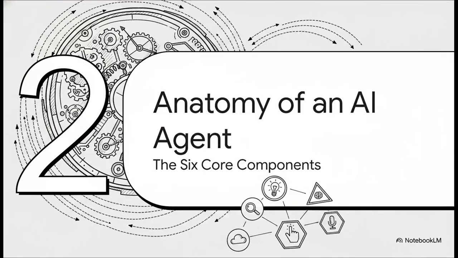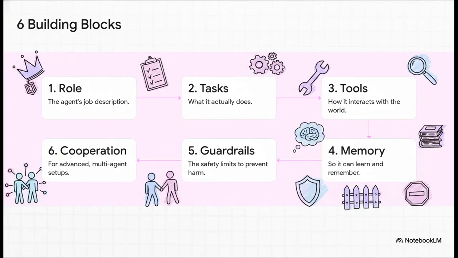So how does an agent actually do all that cool stuff? Well, it turns out that every intelligent agent, no matter how complex it seems, is built from the same 6 core components. You can think of these as the ingredients in a recipe. You've got its role, that's its job description. Its tasks, what it's supposed to do. The tools, which let it actually interact with the world. Memory, so it can learn and remember. Guardrails, to keep it safe and on track. And finally, cooperation, which you use for more advanced, multi-agent systems.